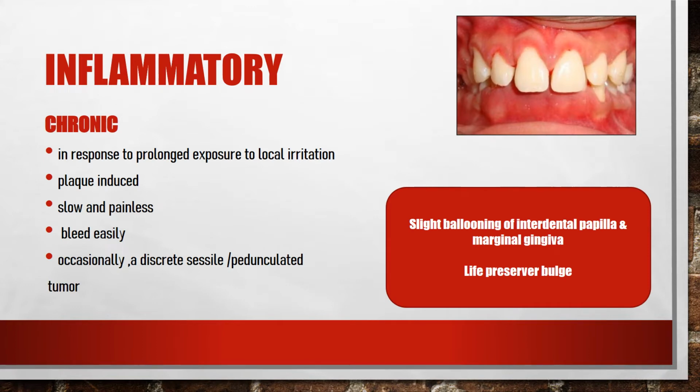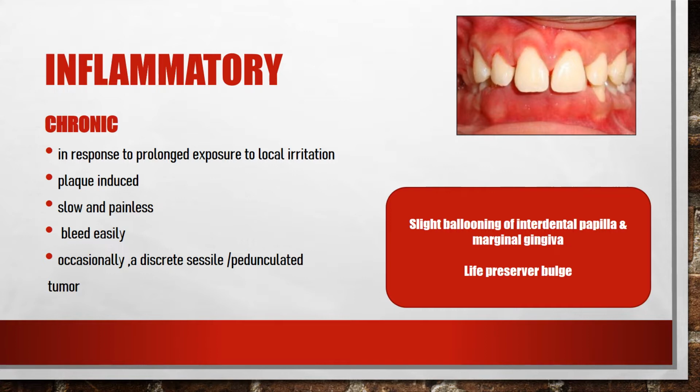We are moving on to the details of each inflammatory gingival enlargement. First we are going to discuss the chronic one. Chronic, as the name indicates, is a response to prolonged exposure to local irritation, so mostly it will be plaque induced. It is slow and painless and bleeds easily. Occasionally it can be seen as a discrete sessile or pedunculated tumor.